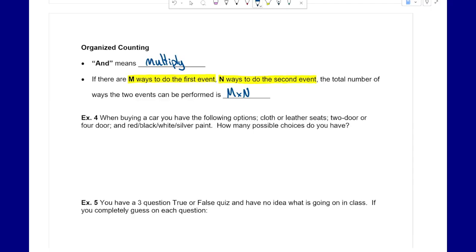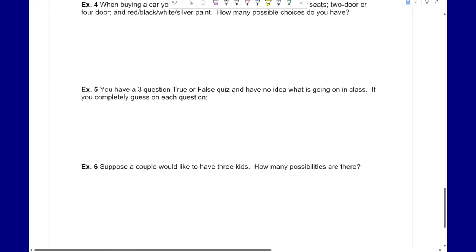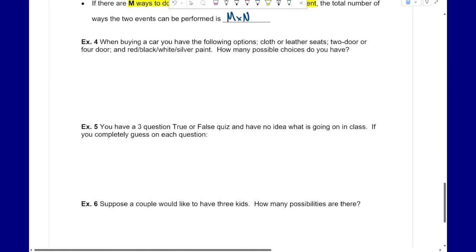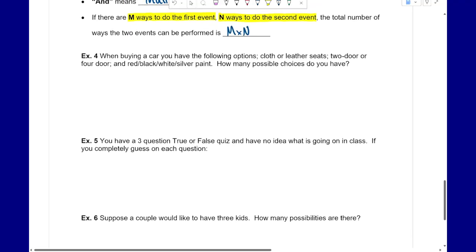Now, we can have more than two events. We just multiply by a third value, or for 4 events, we multiply by 4 values, and so on. So let's go back and look at each of the scenarios that we just looked at, and look at the different number of possible outcomes.